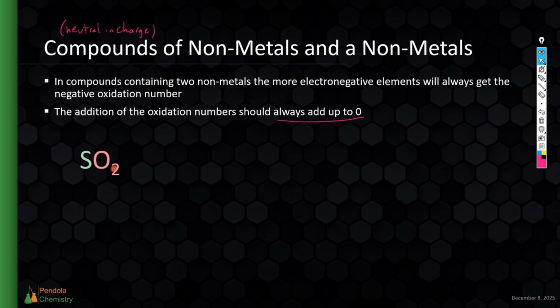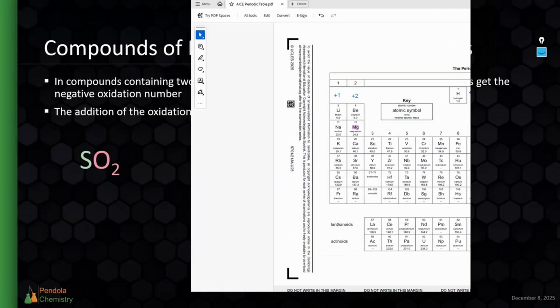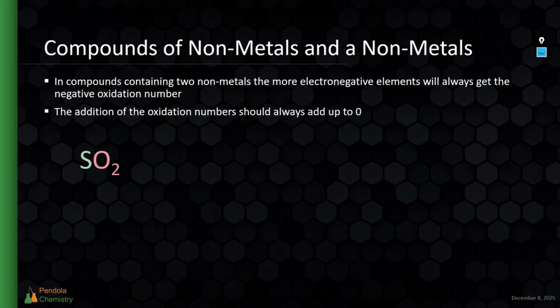Well, in sulfur dioxide, again, we have a rule for oxygen. Oxygen is always going to be -2, except for in peroxides where it's -1 and F2O where it's +2. Well, if oxygen is always going to be -2, except for those two situations, and this is not a peroxide because it's not hydrogen peroxide and it's not F2O, then this oxygen has to be -2. However, there are two of these oxygens. Each oxygen has a -2 oxidation number.